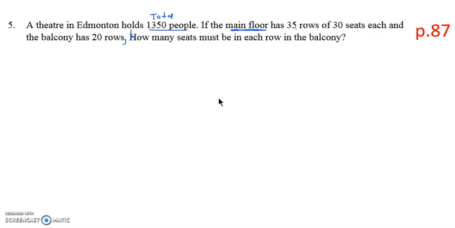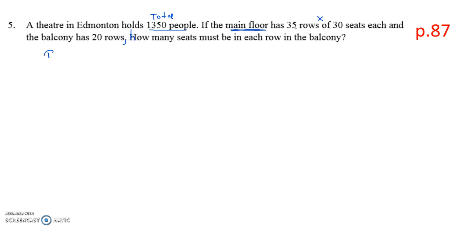So what we have is every row of the main floor holding 30 seats. So if every single one is the same, then we're going to need to multiply there. And what we can do is then get a total for the main floor and subtract it from the total of the whole theater, and that will help us to determine the seats of the balcony. So let's look at first steps.